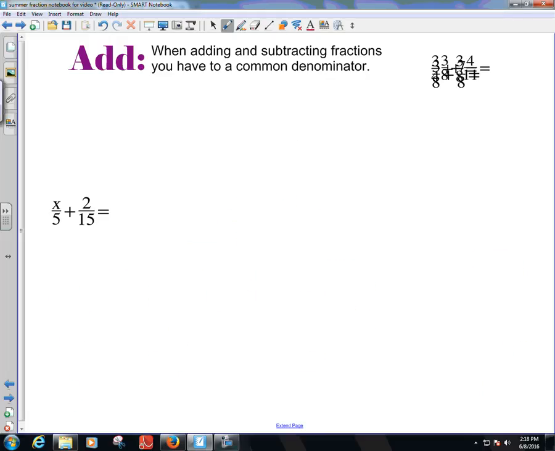All right, let's take a look at this last one. This one isn't so difficult in terms of finding a common denominator. Clearly, I look at 5 and go, well, I know that 5 times 3 gives me 15. So I'm going to come over here and say, in order to get a common denominator, I'm going to multiply the bottom by 3. And if I multiply the bottom by 3, I have to multiply the top by 3.